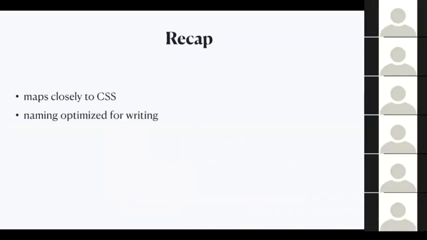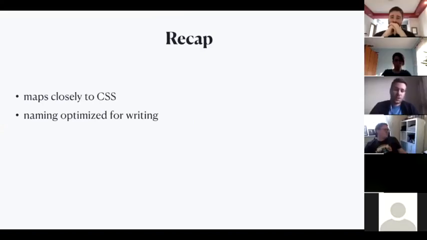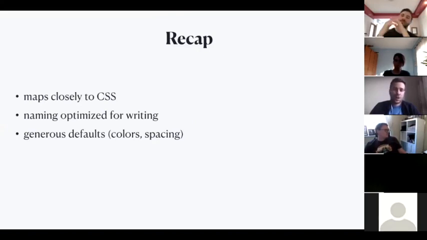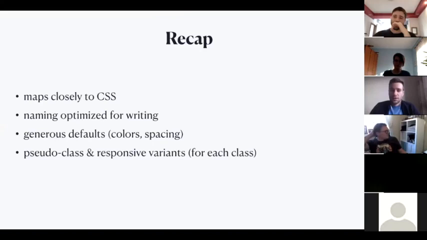So to recap, Tailwind's utility classes are great in that they map very closely to CSS properties. Tailwind uses really smart naming that's concise, and it's really fast to write. It provides really generous defaults out of the box, including the color palette and the spacing scale. It includes pseudo-class and responsive variants for each of its utility classes, which makes things extremely flexible.